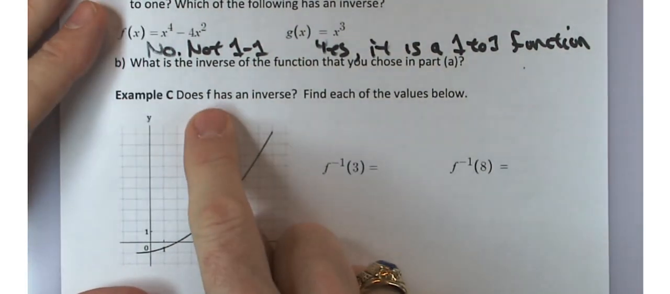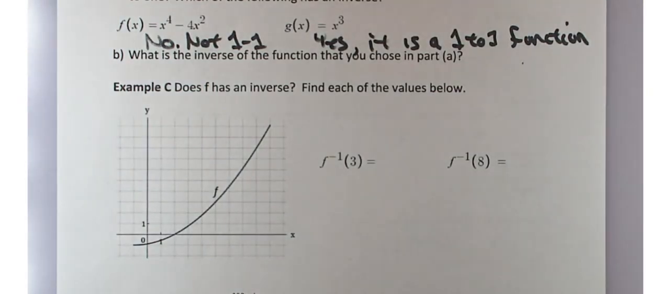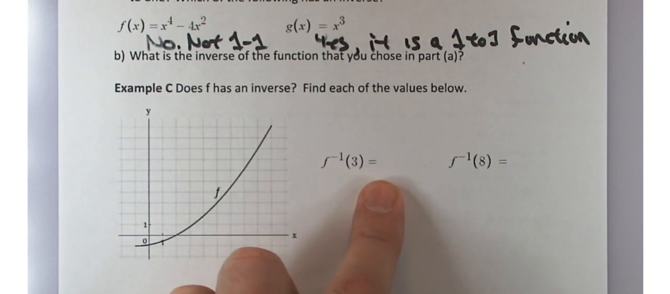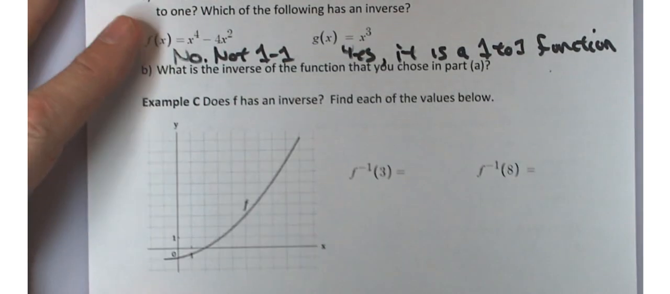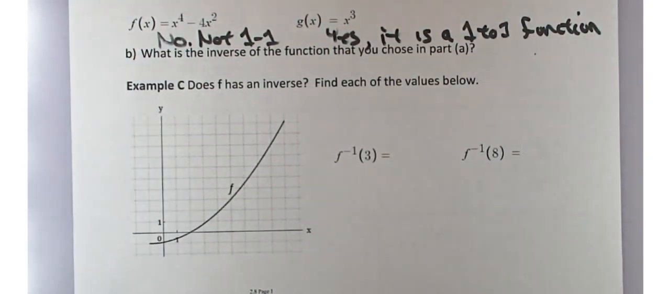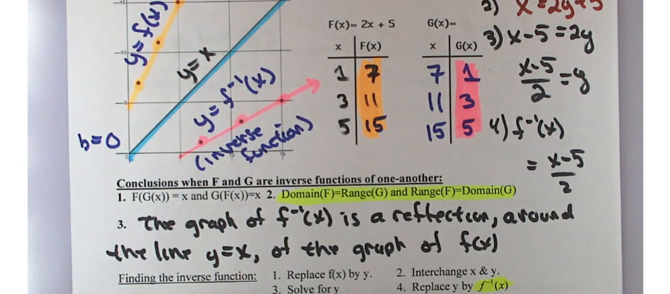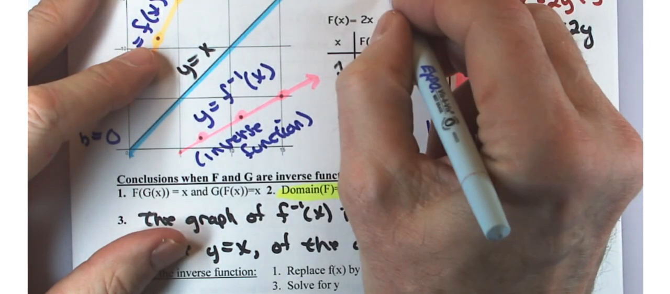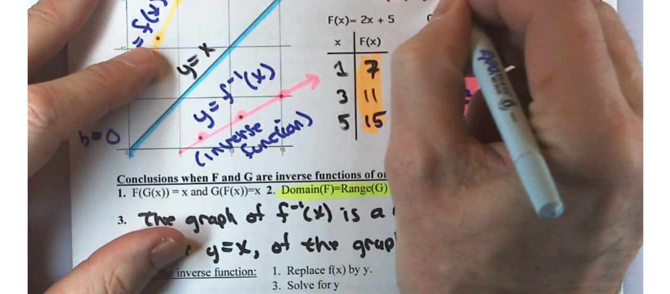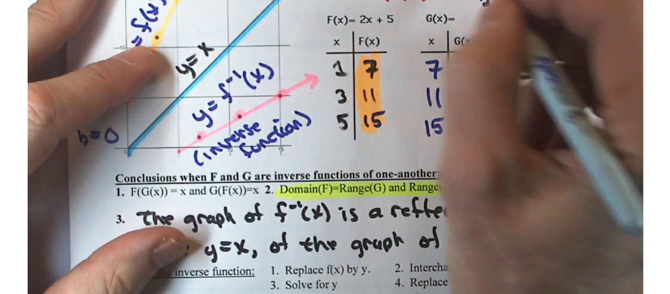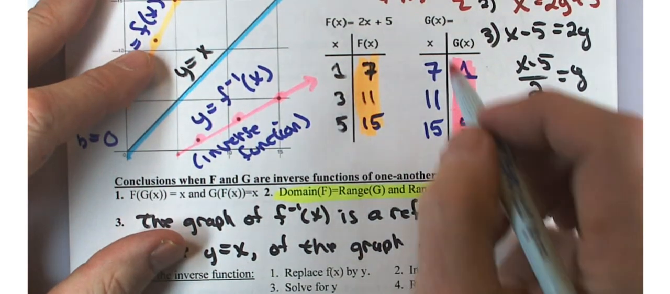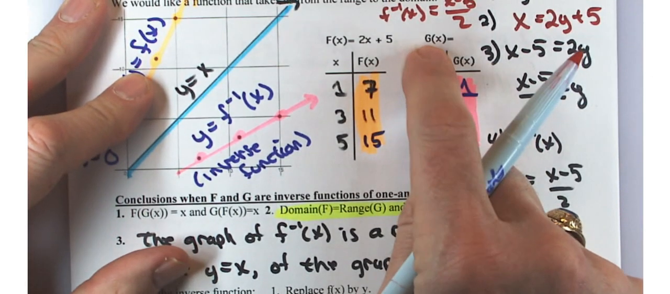Let's take a look at example C. There are a lot of problems like this in the book, or at least in your homework. I'm in the habit of calling it a book, but you've got an e-book nowadays. They're asking you for f inverse of 3 and f inverse of 8. Now let's understand something about the inverse function. Right here I called it g of x, but it's really f inverse of x, which is x minus 5 over 2. I called it g of x just because it's a little more friendly notation.